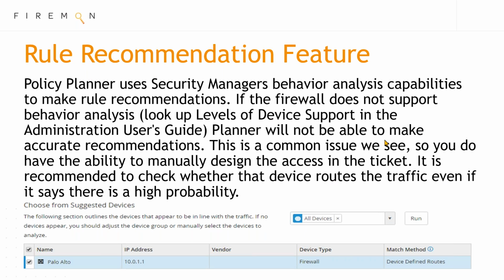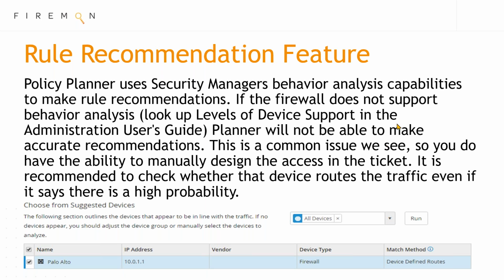All right, one of the more powerful features of the Policy Planner application is the rule recommendation feature. Rule Rec, as we call it, is going to use Security Manager's behavior analysis capabilities to make rule recommendations, as in you need to put a rule here on this firewall to enable the connectivity that's being asked for on this particular ticket. So what that means is that the information that's contained about your firewalls in Security Manager is going to be compared against the requirements specified in a Policy Planner ticket or packet, and make recommendations on what changes you actually need to make to any firewall rules and where to apply them in order to provide the requested access.